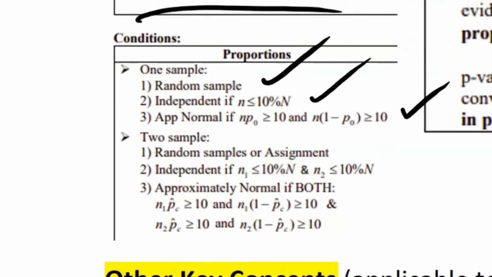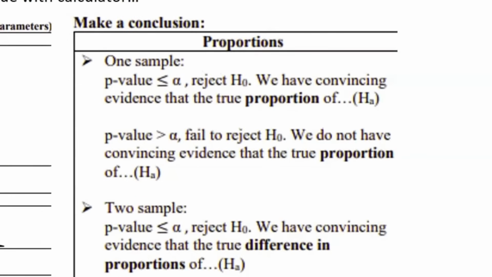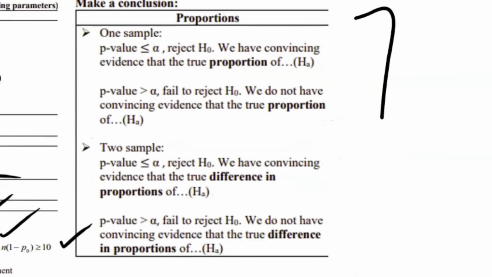Your conditions: random sample, like always, then your 10% condition, and then your large counts condition, right? Very similar to the confidence interval. For two sample, it's the exact same thing, right? Except now you have to make sure it works for both samples. Cool. All right, finally, just make a conclusion. This is very important, actually, so make sure you can see this entire thing. Pause the video so you can actually interpret this. This is basically what you need to have in the bank for interpreting, okay?